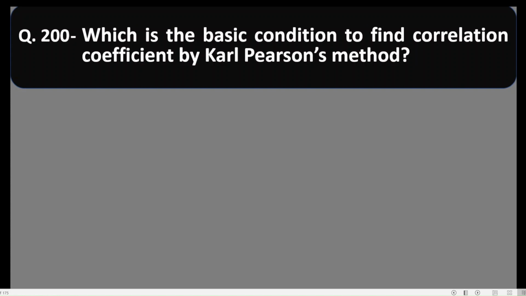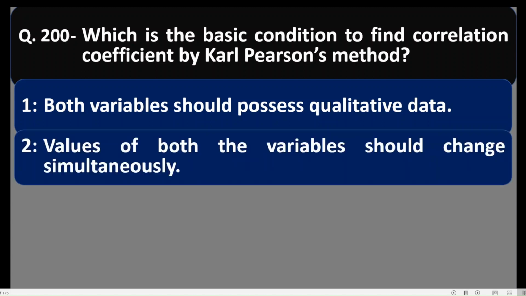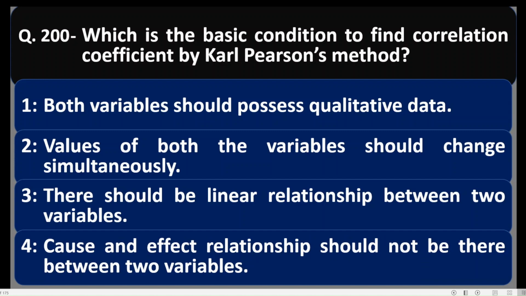Question 200. Which is the basic condition to find the correlation coefficient by Karl Pearson's method? Number one, both variables should possess qualitative data. If qualitative data is there, then Karl Pearson's method cannot be applied. Number two, values of both the variables should change simultaneously. It is required. Number three, there should be a linear relationship between the two variables. Number four, a cause and effect relationship should not be there between the two variables. So number four and one are totally wrong.